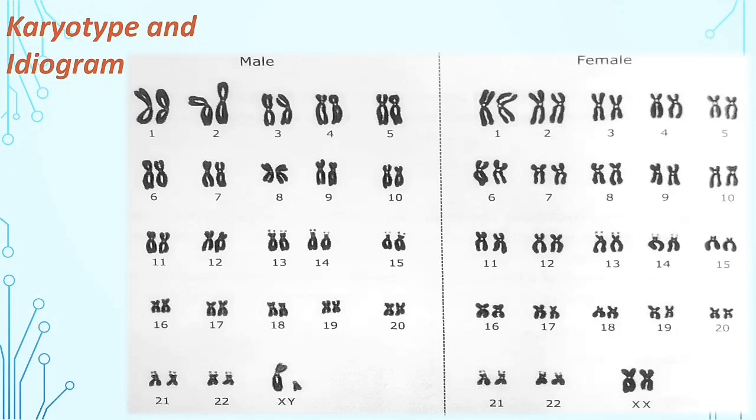Now, the karyotype consists of a photograph or diagram of all the metaphase chromosomes arranged in homologous pairs according to decreasing length and position of the centromere, which is described in the given picture. In the given picture, we can see the male and female idiogram of a eukaryotic organism.